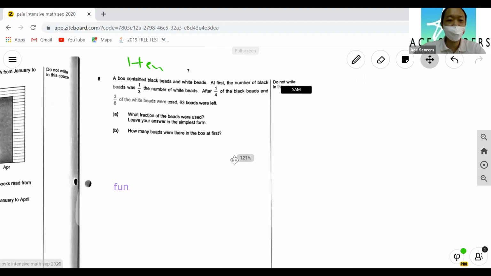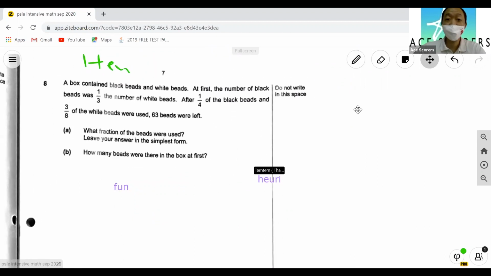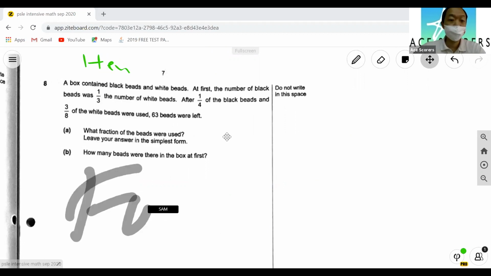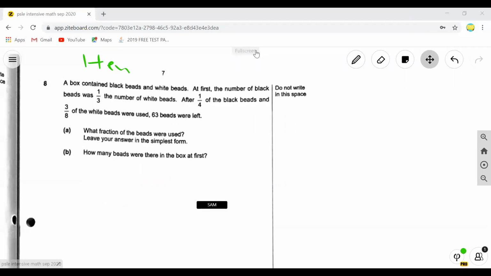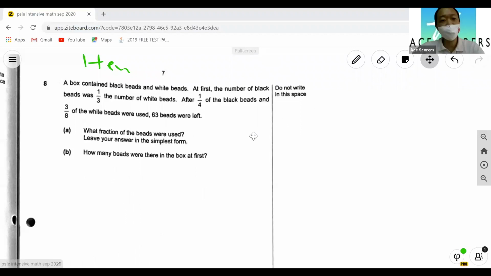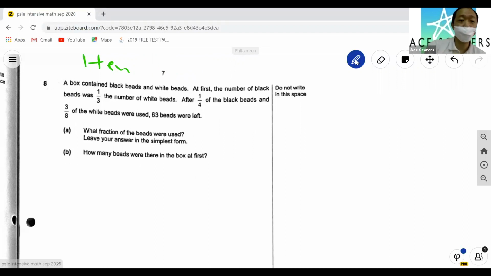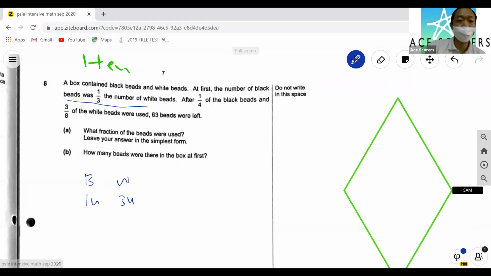Okay, so what we're going to do is we're going to take a look at this question. So this heuristic. A box contains black beads and white beads. At first, the number of black was 1/3 the number of white. So immediately I can draw a table, right? So we got black and white. Now at first the number of black is 1 unit, then the number of white is 3 units, right? That's what it says up to here.